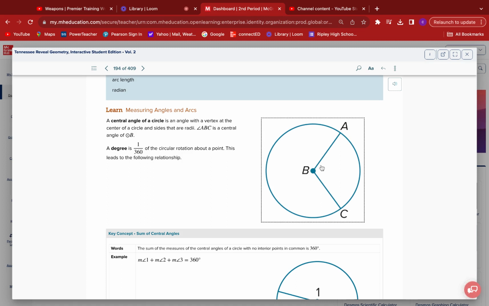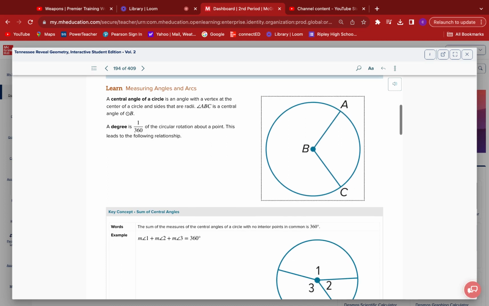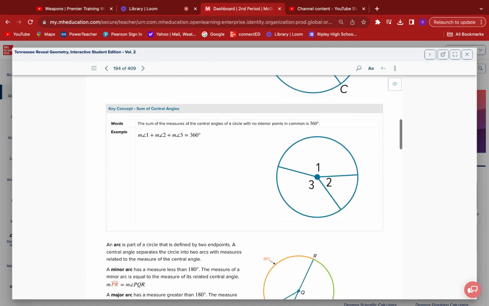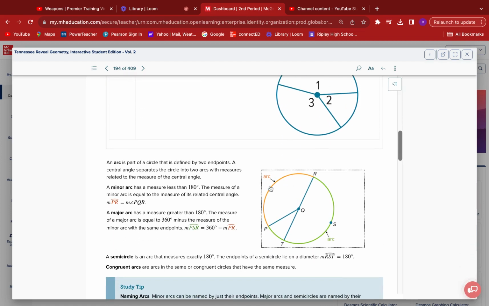All right. To find the degree of circular rotation, a degree is that angle out of 360 of the circular rotation about a point. You need to know a full circle is 360 degrees. So add all three angles together: angle 1, angle 2, angle 3, you get 360. Now you need to get into arcs.